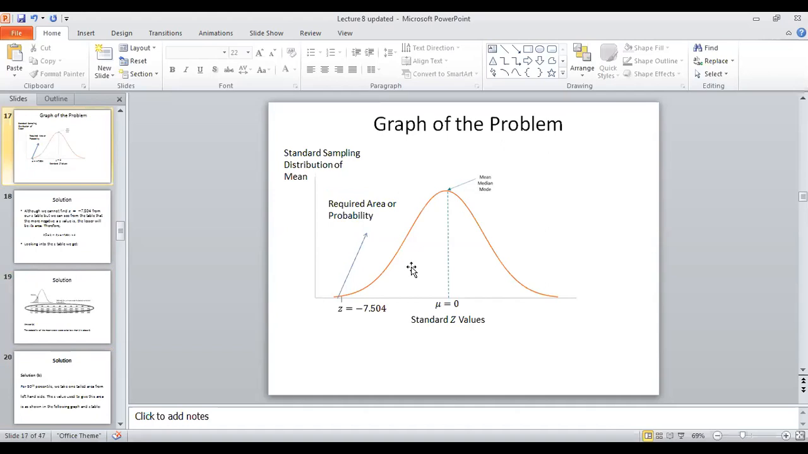Now, if we graph the same problem on the z distribution, we will get something like this. Mu is equal to 0. Minus 7.504 is very far away from 0, so it should be shown very far away, something like over here. And we can see that the area which is less than minus 7.504 appears to be very, very low. And it should be.